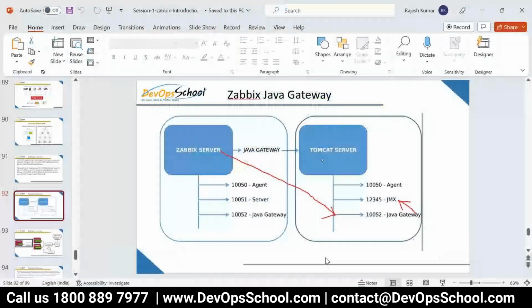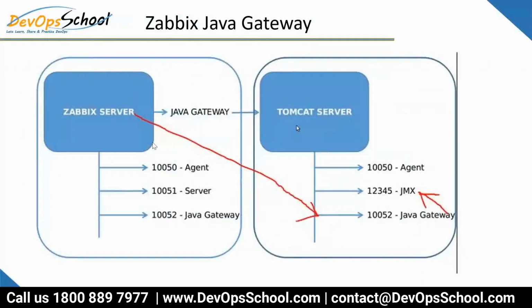So how do you get the data from the application which is running in Tomcat? First we enable JMX for Tomcat. How to enable? I'll show you the steps for that. After that we set up the Java gateway. Then we set up the Zabbix server to pull from the Java gateway, and the Java gateway pulls from the JMX, and JMX will pull from the Tomcat server. That is how it happens. I'll set it up and then you'll see that.